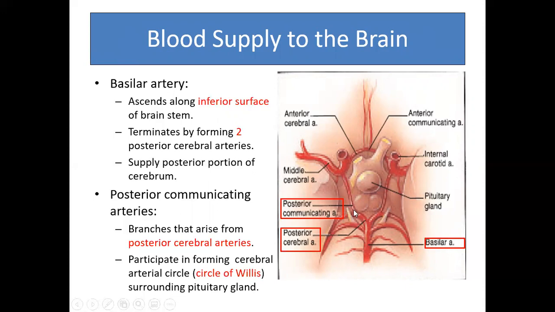The posterior communicating artery is a branch that arises from the posterior cerebral artery. This posterior communicating artery participates in the formation of the circle of Willis, or cerebral arterial circle, that surrounds the pituitary gland.